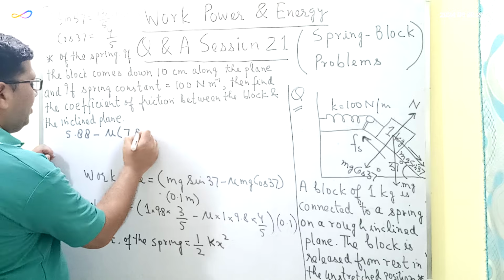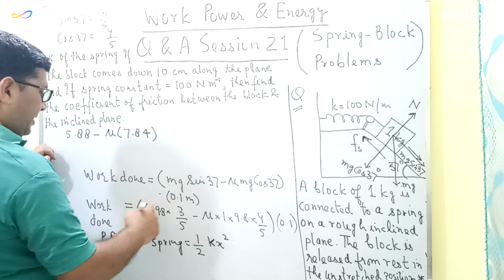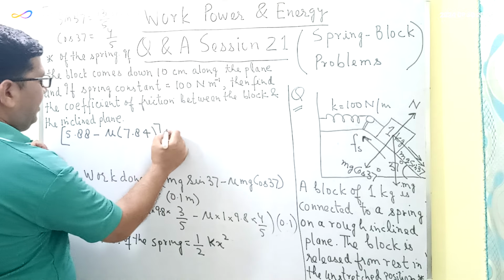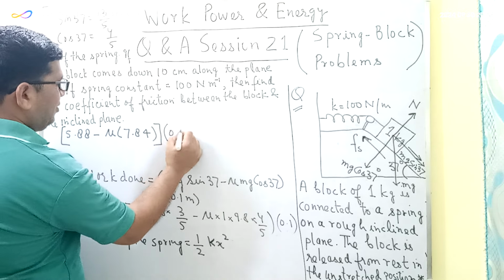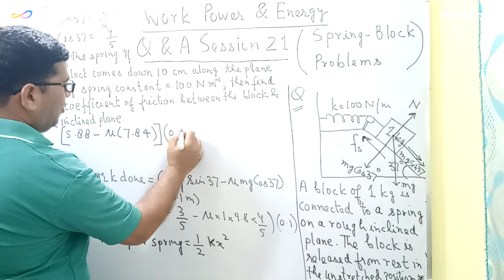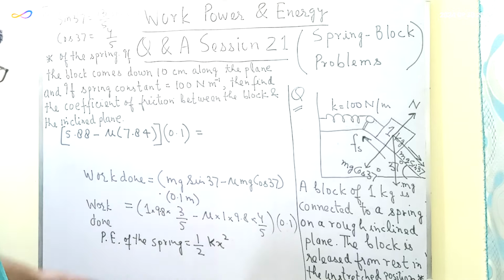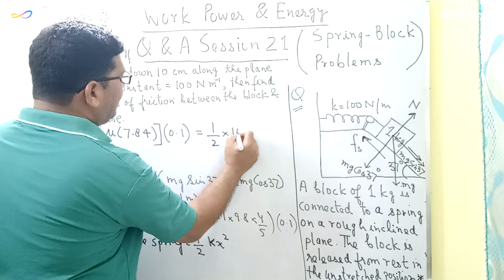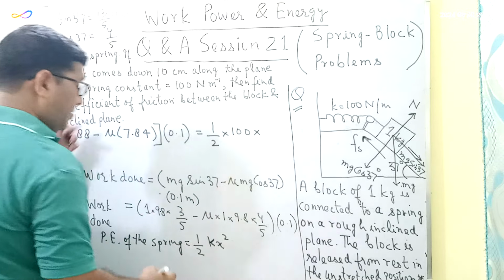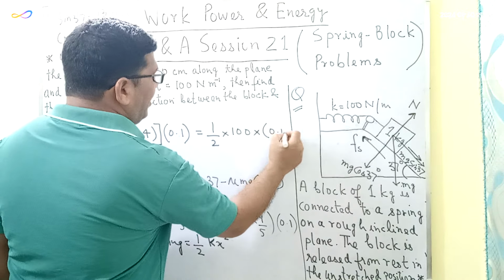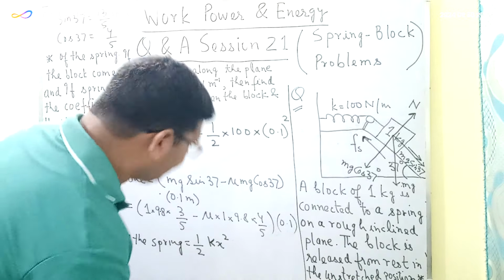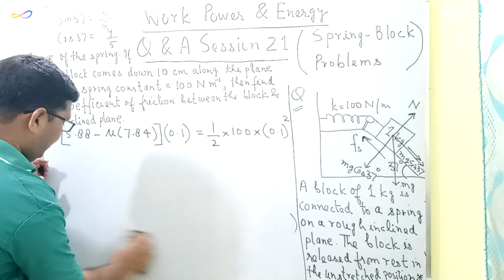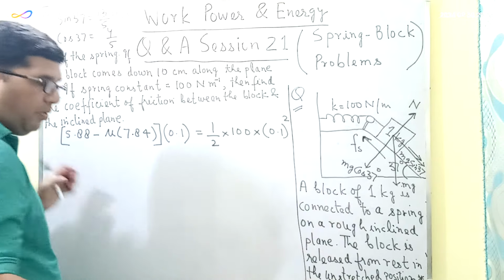So this is equal to mu into 7.84, multiplied by 0.1, and this is equal to half k x square, and k is equal to 100 Newton per meter, into x square, which is 0.1 whole square. So this is the equation which I have got, and by solving this equation we will be able to find the coefficient of friction between the inclined plane and this block of 1 kg.